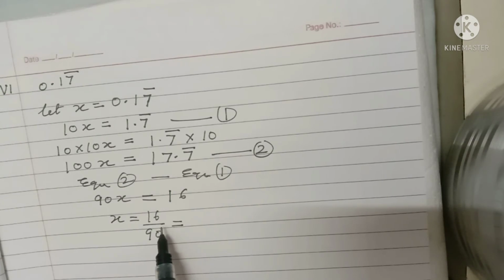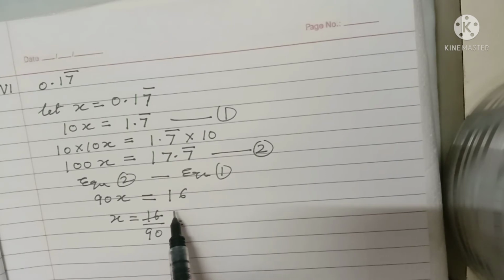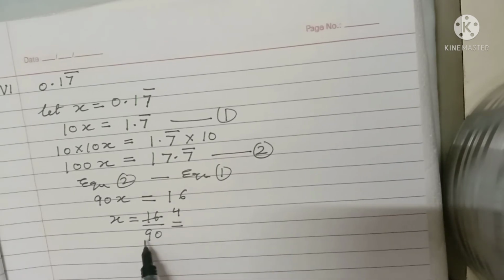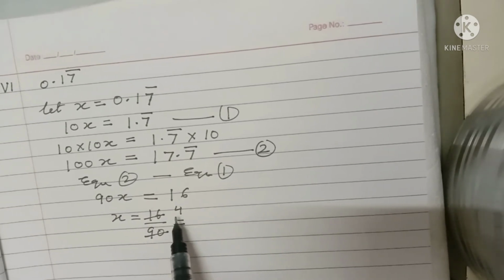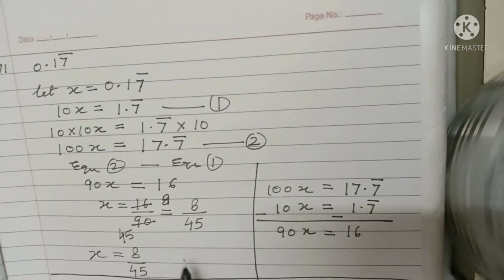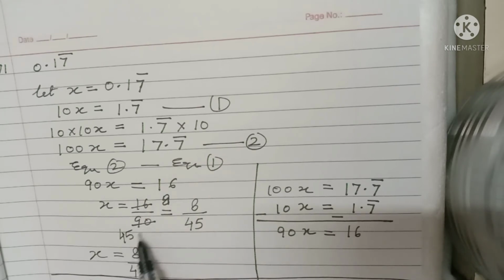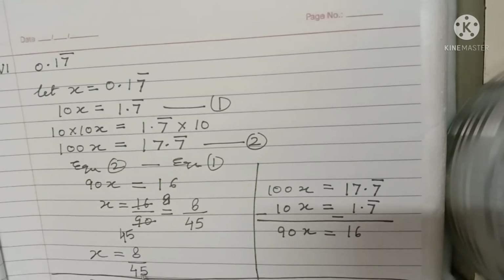Now cut it. 4 4s are 16, and just wait. This will not cut by 4. You will cut it by 2. 2 8s are 16, and 2 4s are 8, 2 5s are 10. So x is equal to 8 upon 45. This is in its simplest form and in the form of a fraction.